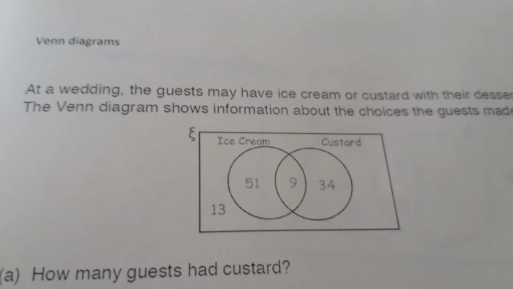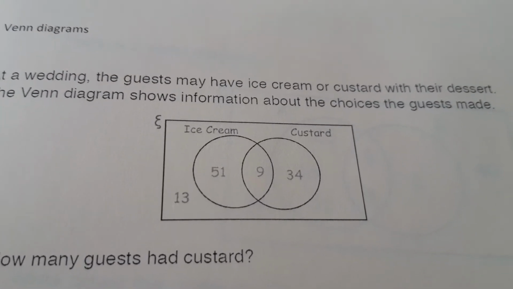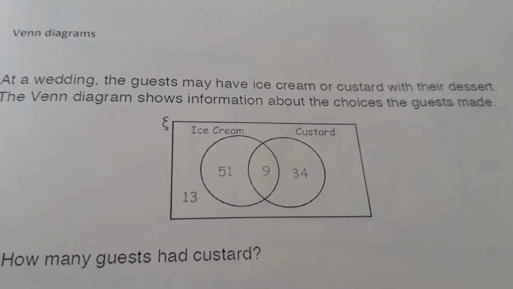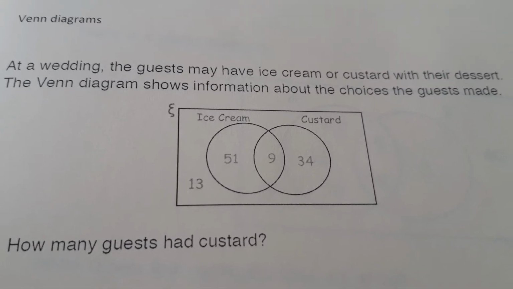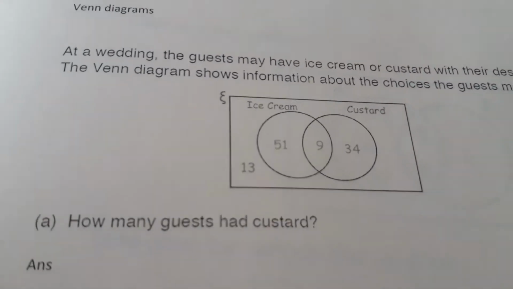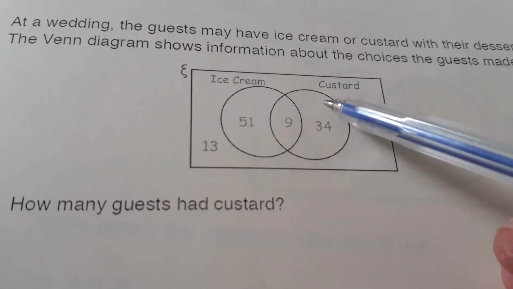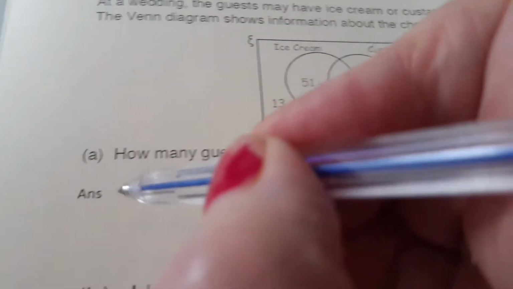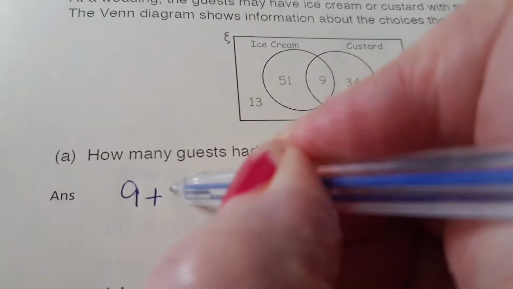So question 1. At a wedding, the guests have ice cream, custard, or both with their dessert. The Venn diagram shows the information about the choices they made. How many guests had custard? Well, this circle shows you the custard. So that's 9 and 34.